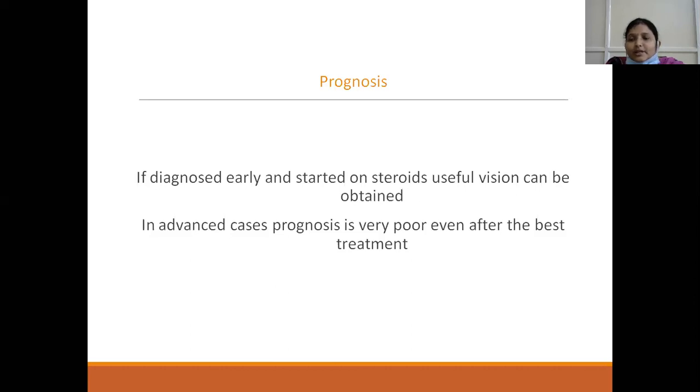So what are the two eyes? Sympathizing eye and exciting eye. What is the main pathognomonic feature? That is Dalen-Fuchs nodules. Next, on clinical features, the first sign in the sympathizing eye is retrolental flare or keratic precipitates. What is the treatment?